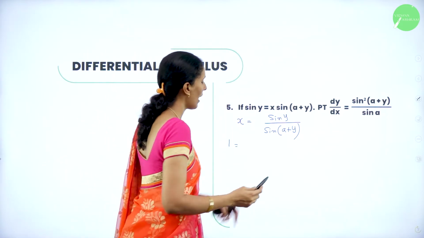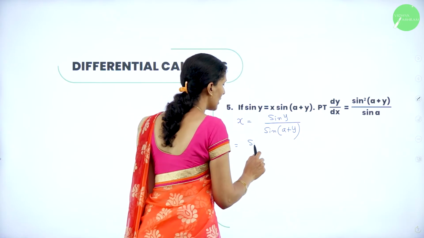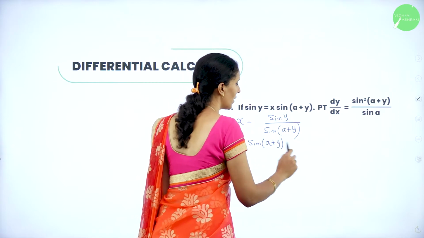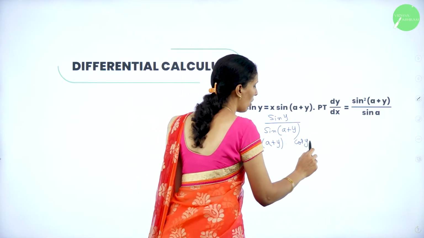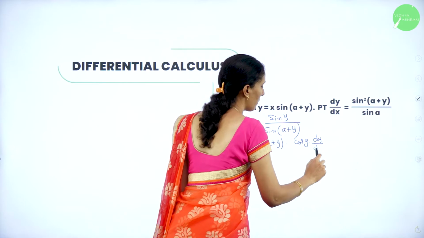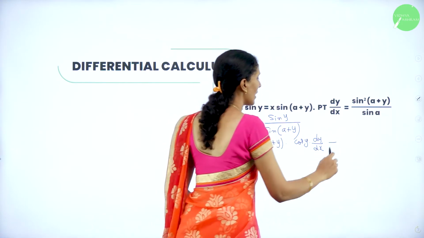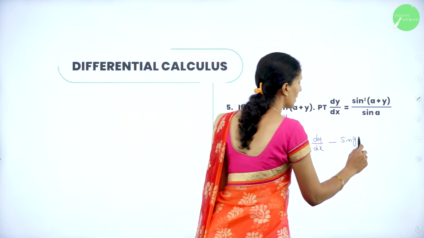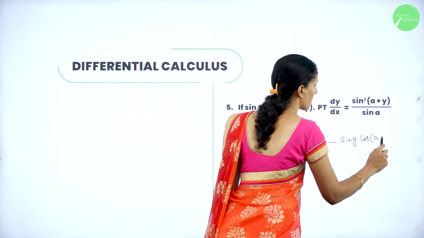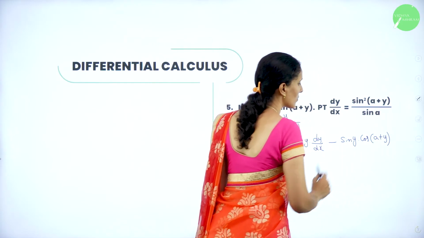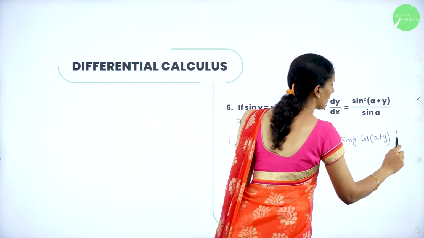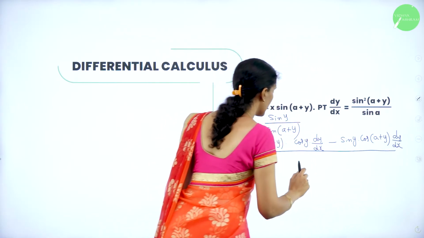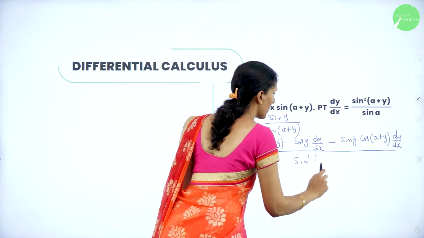So here we have v, that is sin(a + y), and du/dx, that is derivative of sin y, which is cos y. Along with cos y we have dy/dx, minus sin y, and derivative of sin(a + y) is cos(a + y). Along with the (a + y) we have dy/dx, whole divided by sin square (a + y).